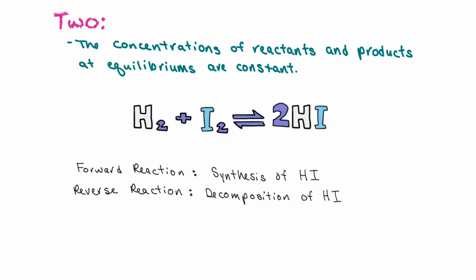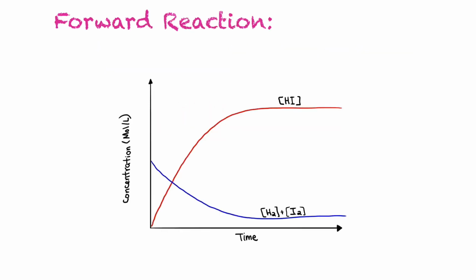The second criterion is that the concentrations of the reactants and products at equilibrium are constant. If you were looking at the forward reaction, that would be the synthesis of hydrogen iodide, and the reverse reaction would be the decomposition of hydrogen iodide. If we looked at the forward reaction, we would have over time more hydrogen iodide being produced, and we'd be consuming the reactants, hydrogen and iodine, over time.